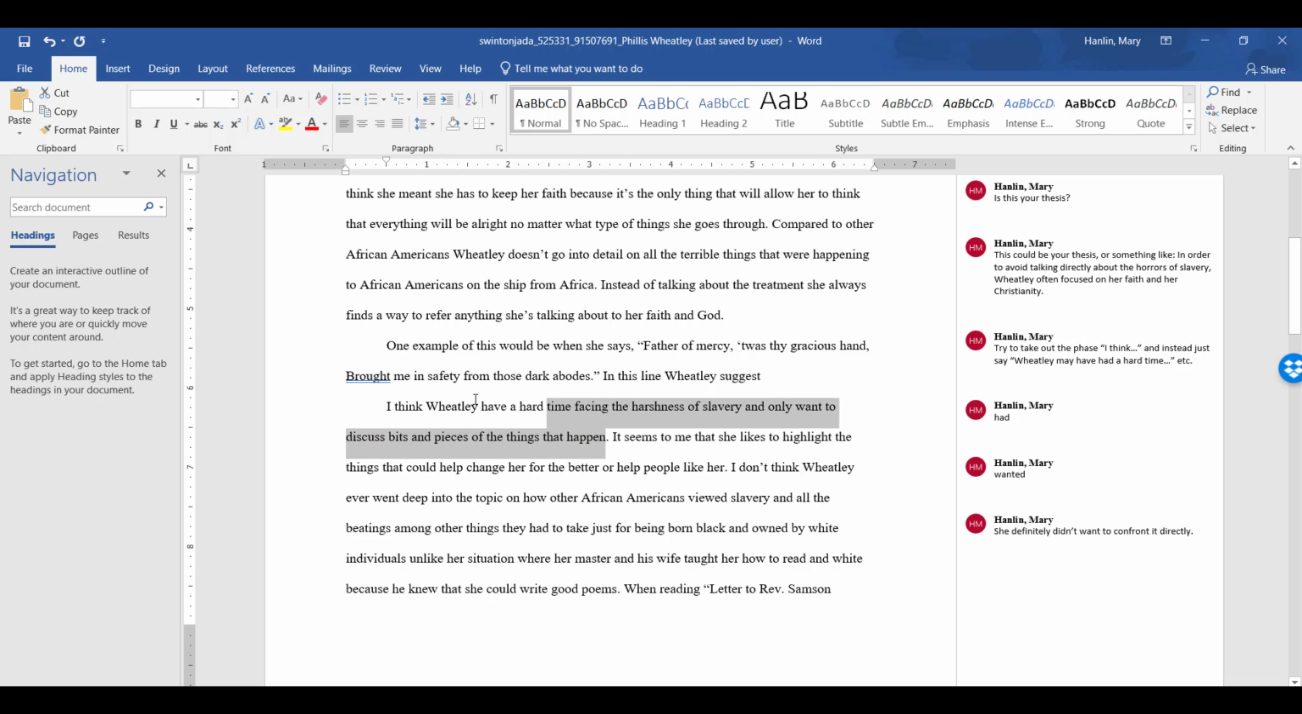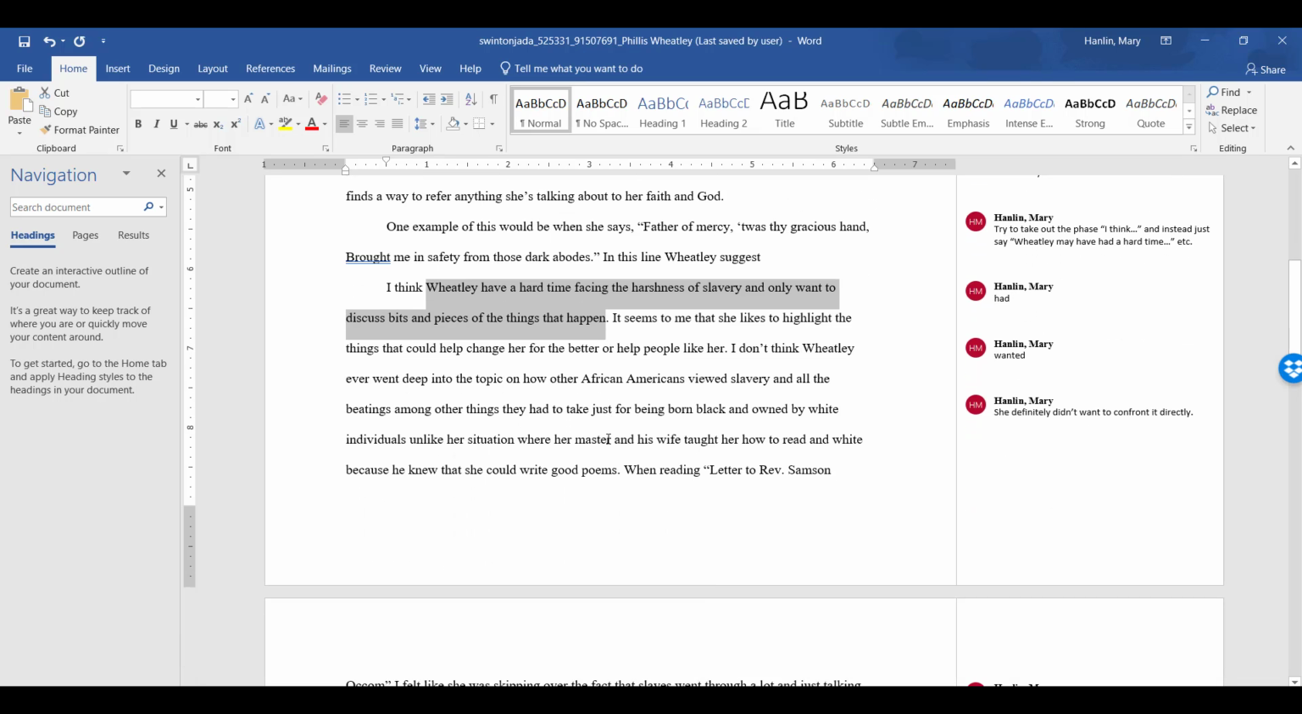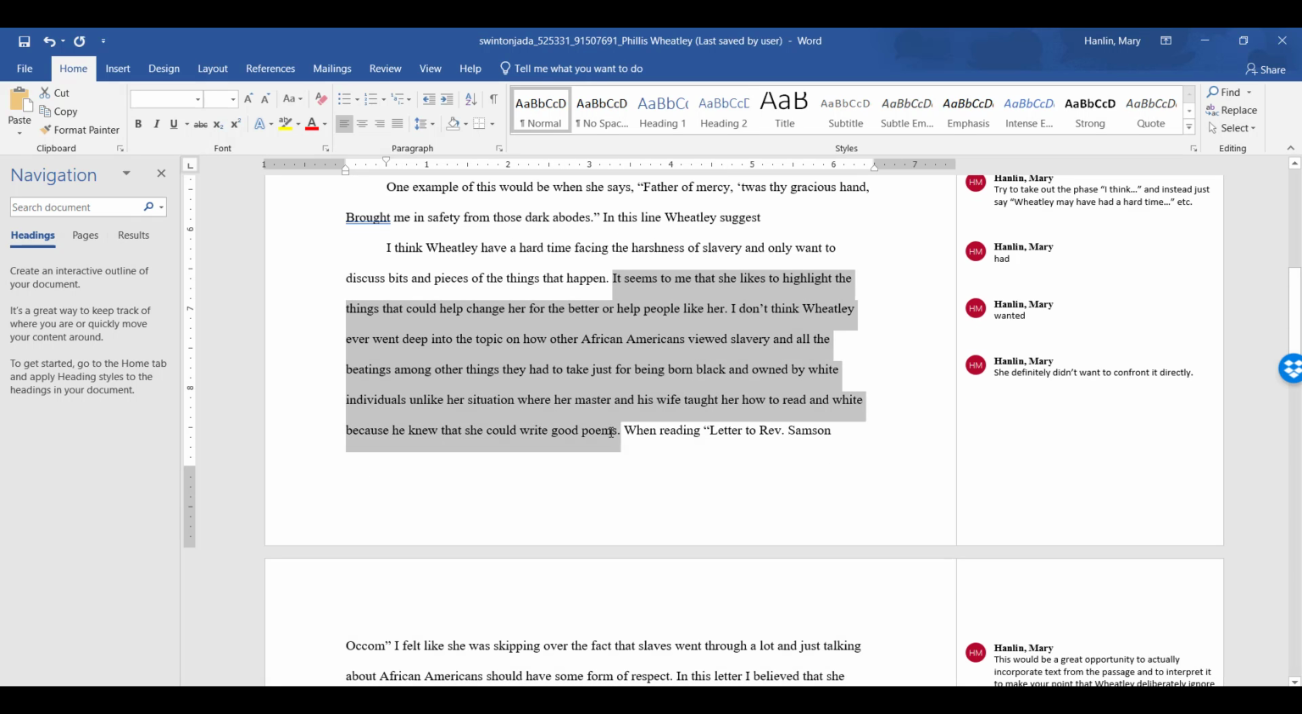It's small, but you can see there are a couple of small typos throughout this line. Wheatley have a hard time facing the harshness of slavery, only want to discuss bits and pieces of the things that happen. So again, I want to encourage you, once you've finished your draft, to read it out loud, to share it with a friend, to reread it out loud, because these small typos will not come up in spell check, obviously. Now, this paragraph seems to sort of meander a little bit, right?